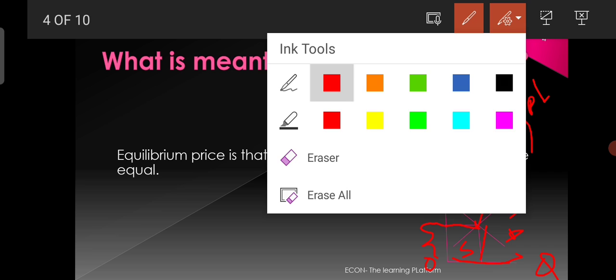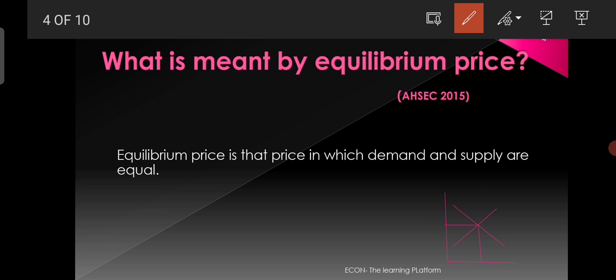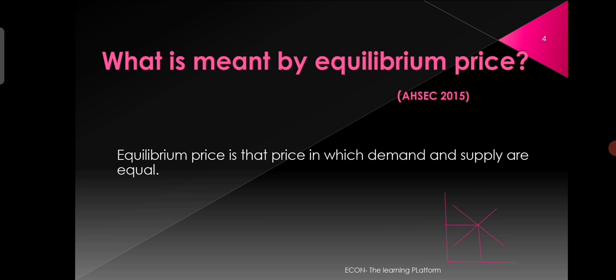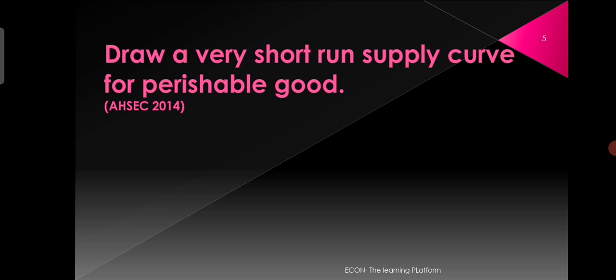So this is the equilibrium price where demand and supply are equal. Move to the next question. Draw a very short run supply curve for perishable good. So now what is perishable goods? Perishable goods are non-durable goods, for example, milk, leafy vegetables, which cannot be stored for a longer period of time.